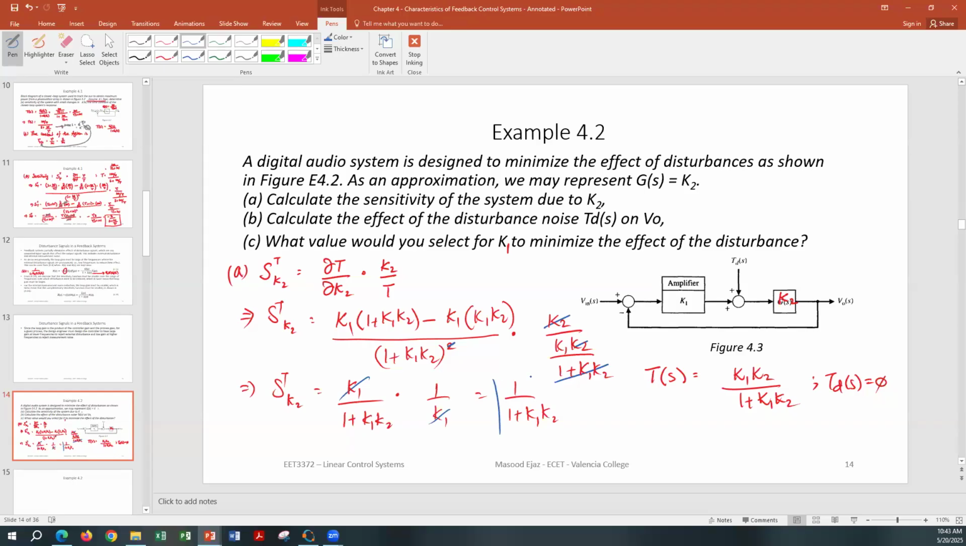which means to reduce the effect of the process gain K2 on the sensitivity of the system, we need to have that value to be large. What value? That of course has to be decided, but in order to reduce the effect of K2 on the transfer function, K1 K2 has to be a little large value.